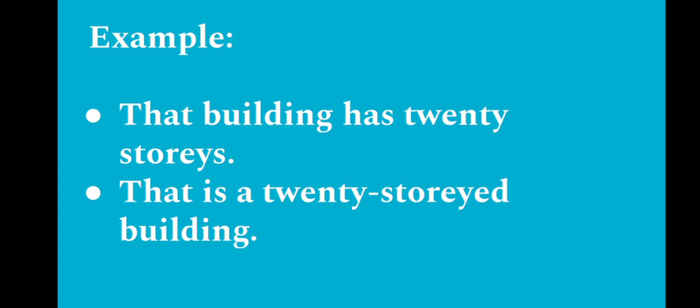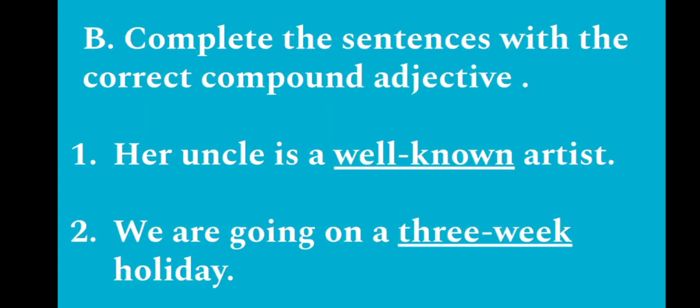We have an exercise in our textbook on page number 114. Exercise B. Complete the sentences with the correct compound adjectives. And we have the answers in the brackets. We have to use them in the sentences. Look at the brackets, children. The first one is 3-week. Second one is air-conditioned. Third one is long-haired. Fourth one is part-time. And the fifth one is well-known. Now we are going to use these in the sentences.